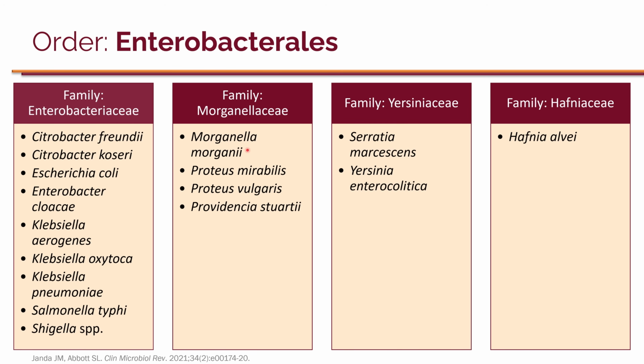But as you can see, Morganella, Proteus, Providencia, these are all clinically important because they can cause infection, and they were previously referred to as Enterobacteriaceae, but they're in a different family. The same with Serratia, Yersinia, as well as Hafnia. These essentially belong to the order Enterobacterales. And the reason it is clinically helpful to refer to these organisms as Enterobacterales is because they have similar characteristics.